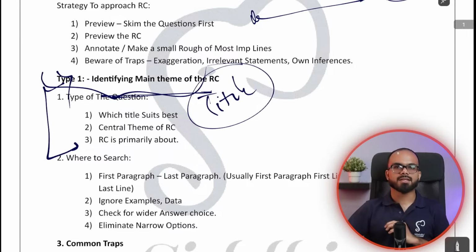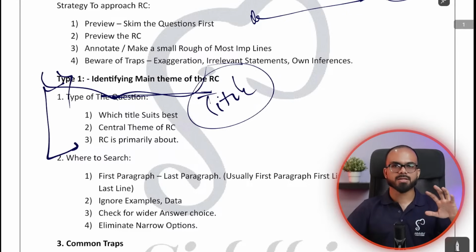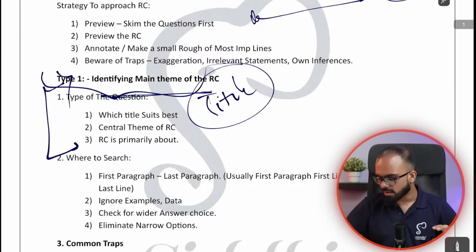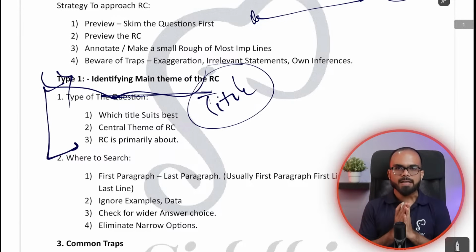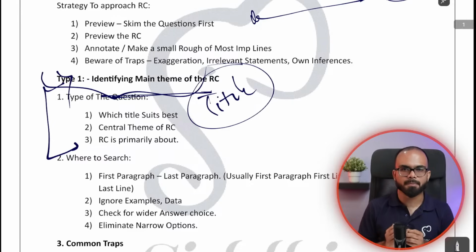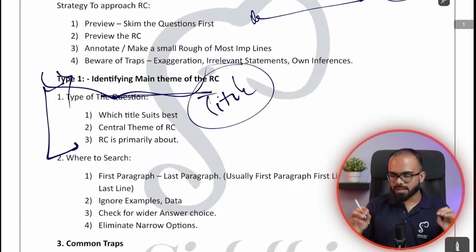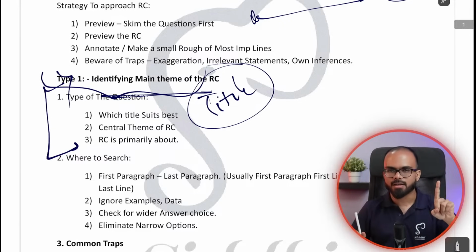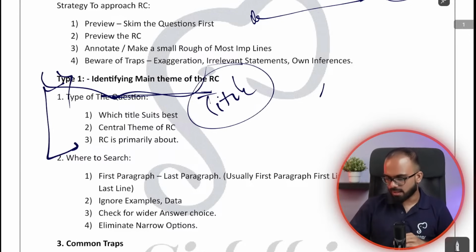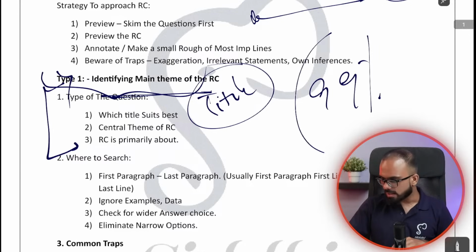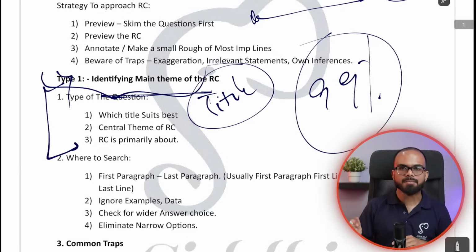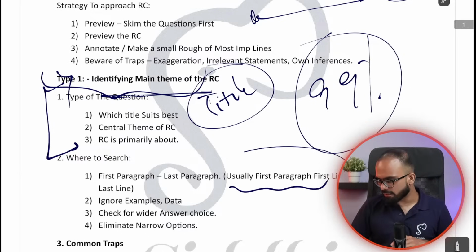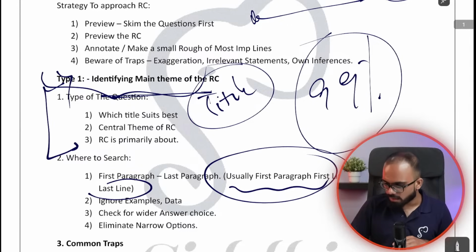So these are the central themes and the primary questions that they will ask you in the RCs. Usually, to identify the central theme of an RC, there is one solid tip. You will find the central theme of the RC either in the first paragraph, first line, or in the last paragraph, last line. In 99% of the cases, you will have the central theme in the first paragraph, first line, or the last paragraph, last line.